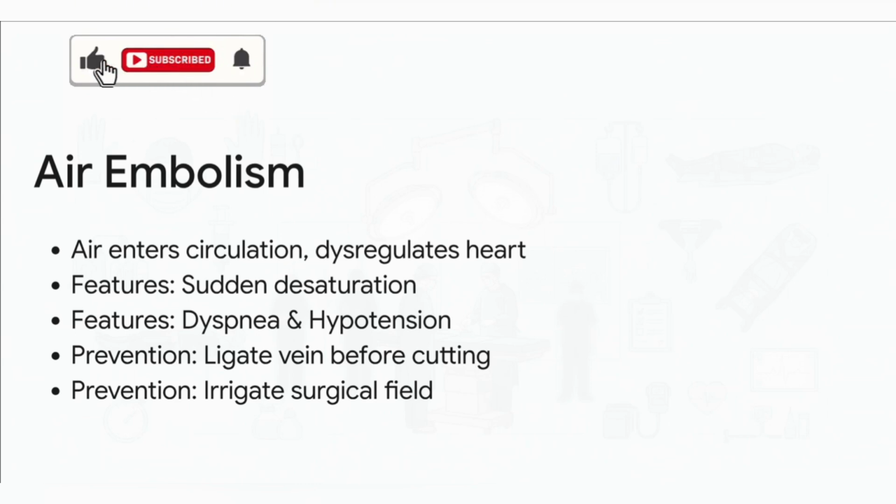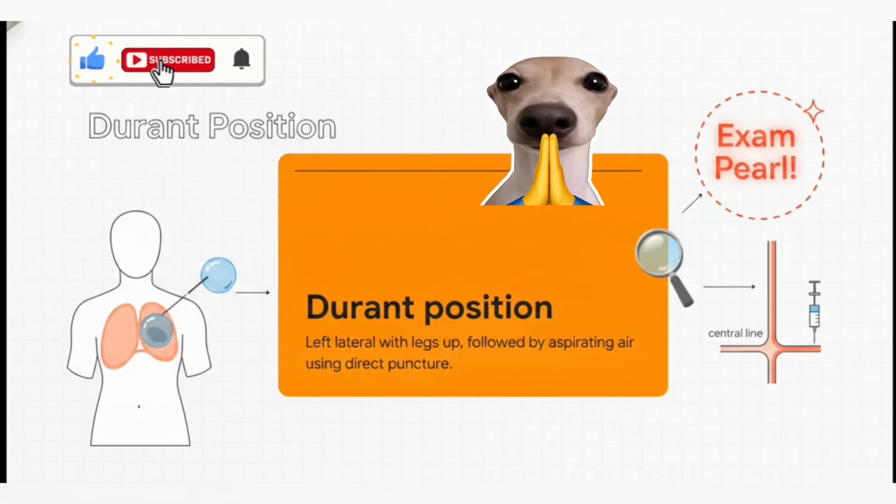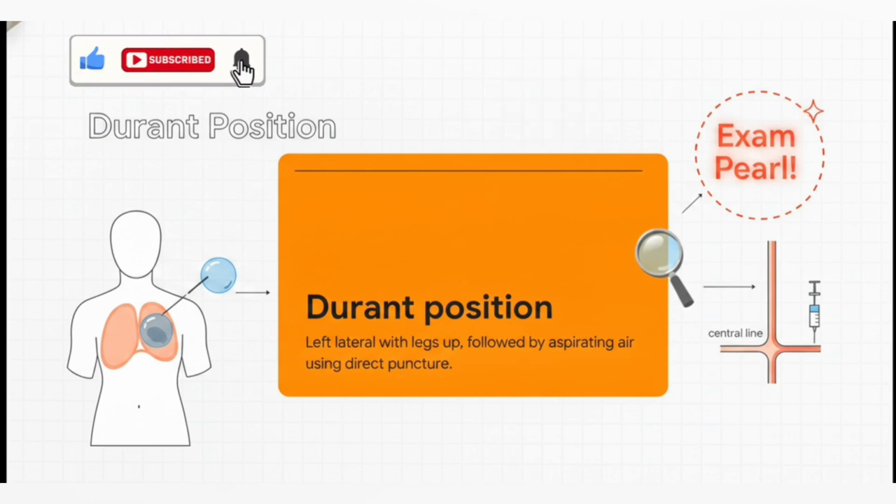So, vitally, how do we prevent this in Fowler's position? You always ligate the vein before cutting and constantly irrigate the surgical field so that if a vein does open, it sucks in water, not air. But if it actually happens, what is the emergency management? You immediately put the patient in the Durant position. ये नाम अच्छे से याद कर लो. Durant position. It means placing the patient left lateral, so the right side is facing up, and raising their legs up. This traps the air bubble in the apex of the right ventricle, preventing it from blocking the pulmonary outflow tract. You follow this up by actively aspirating the air using a direct puncture or a central line. Direct example hai ye, don't forget it.